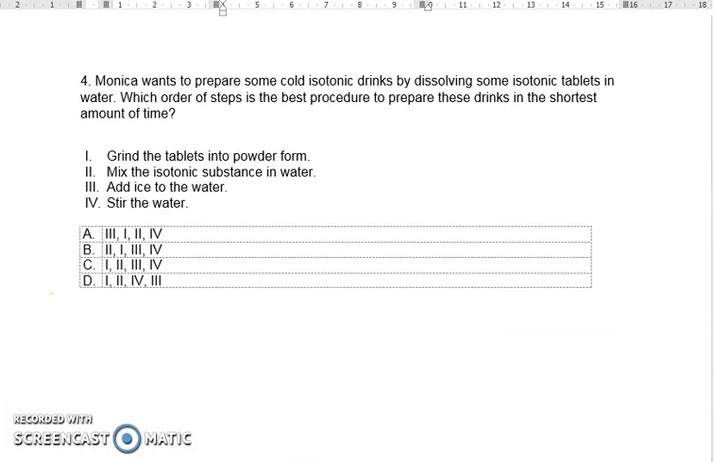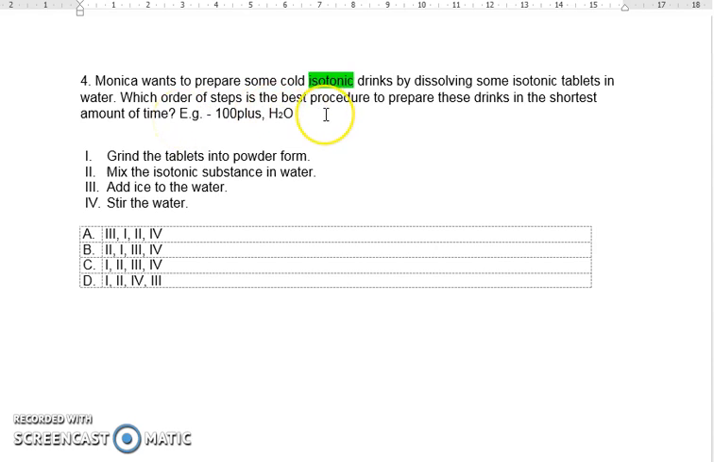Now for the last question, question 4, we are looking at preparing a cold isotonic drink. Now, does anybody know what an isotonic drink is? You should see it at the drink store. Examples of this are like 100 plus or H2O, not water, but actually H2O like the one found in your drink stores. They are called isotonic drinks because they actually replenish the minerals in your body. So iso actually stands for same. It's the same concentration of minerals as in your body.